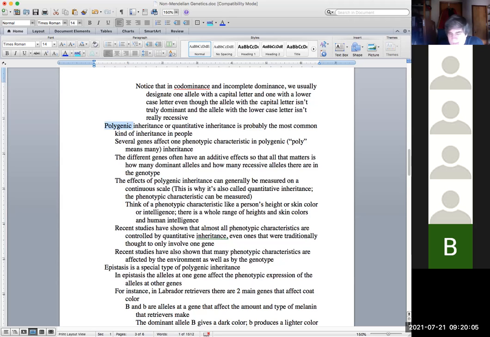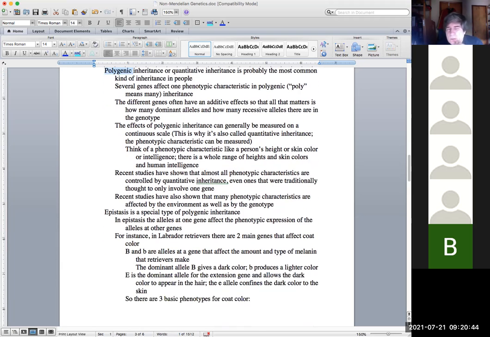Intelligence, although we don't have a very good definition of what intelligence is, is polygenic. There are a lot of different genes that affect intelligence. So most of the studies that have been done recently show that pretty much all phenotypic characteristics in people are polygenic or controlled by quantitative inheritance. Even a lot of the ones that we used to think only involved one gene, it turns out when we study them in more detail, they do involve multiple genes.